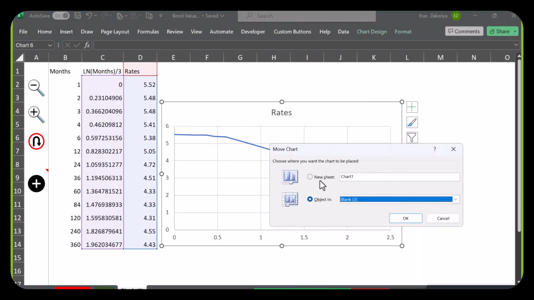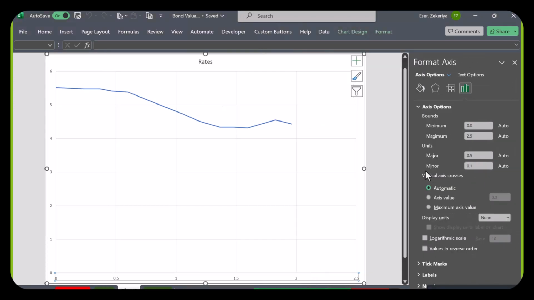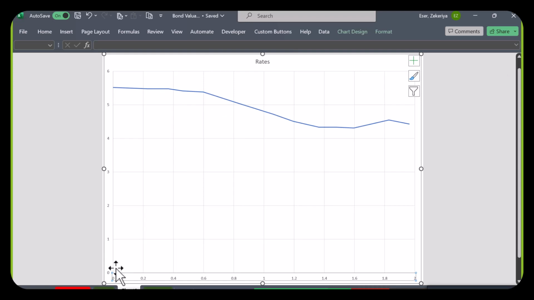Let's move that to a new sheet. To get a better view, I'm going to make the maximum equal to. And these, I usually don't play around with the minimum value of the vertical axis unless I have a really good reason to do so, because doing so would exacerbate the slopes, and you would think that slope is really too steep, even though it's not.